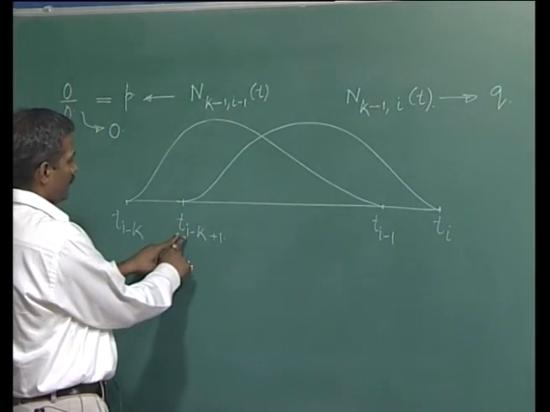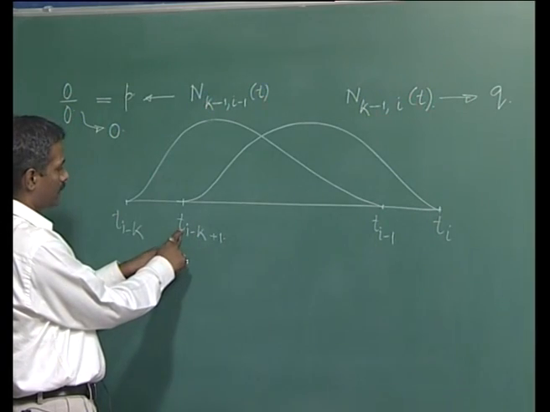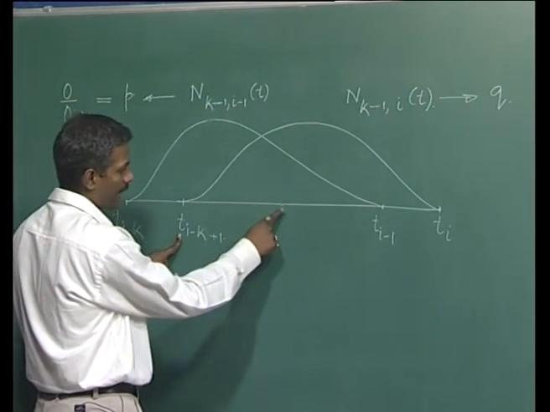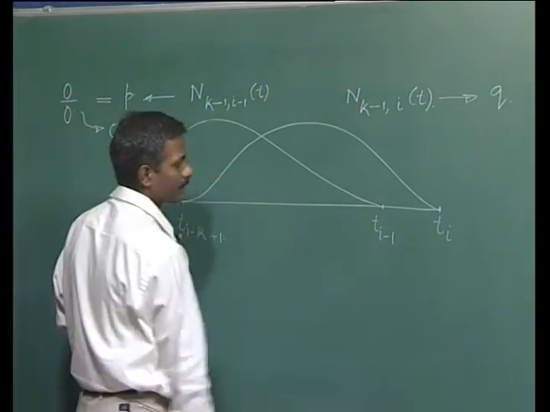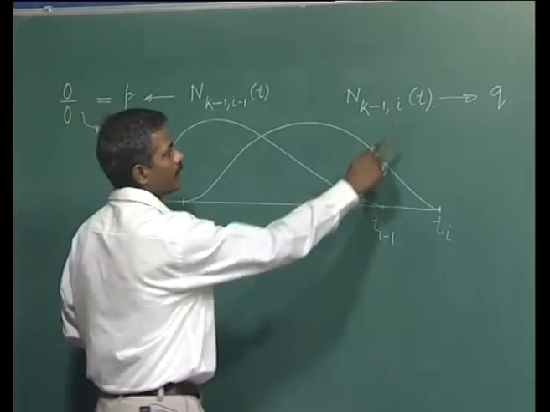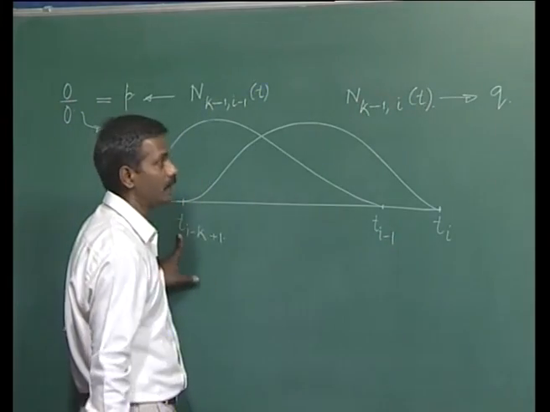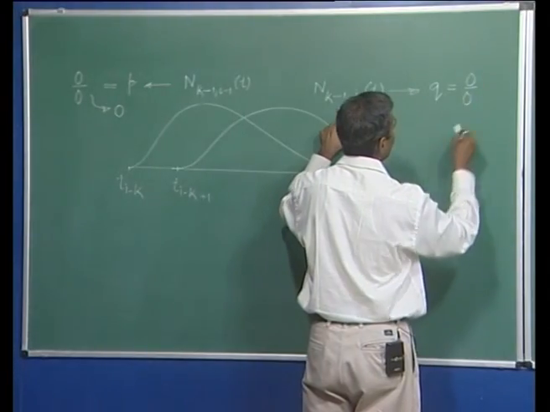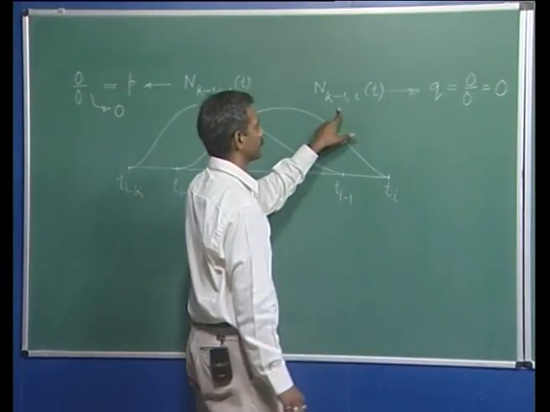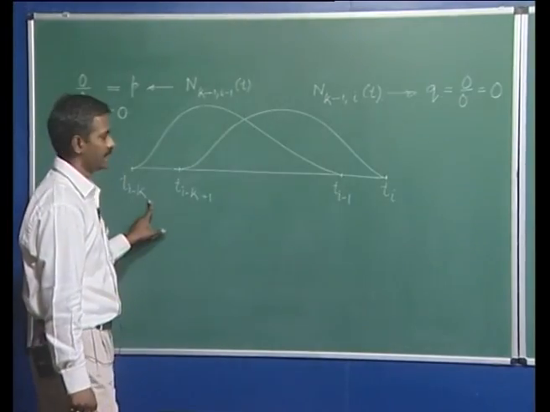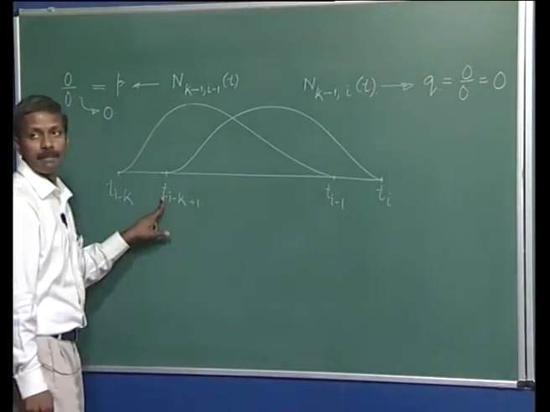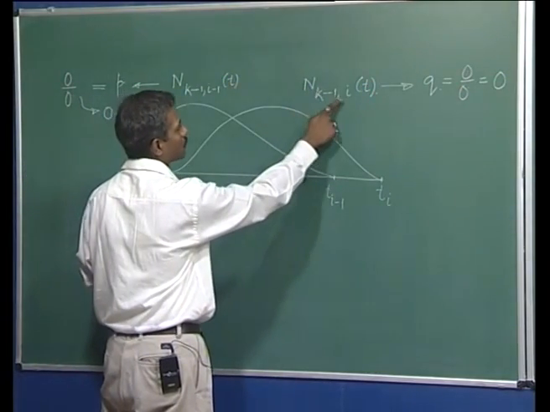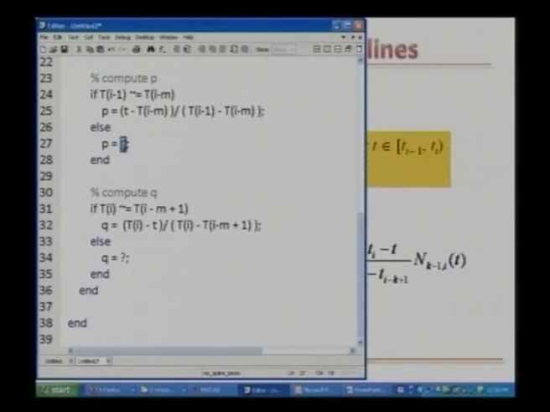Likewise, if we have these multiple knots where Ti minus K plus 1, Ti minus K plus 2, Ti minus K plus 3 are all equal to Ti, again we'll have two cases. Case 1, when T is equal to all these knot values, in which case again the expression for Q will assume the 0 over 0 form, which by convention we treat as 0. Otherwise, for T not equal to these multiple knots, N k minus 1, I will be 0. We'll keep this in mind and use P equals 0 here and Q equals 0 here.